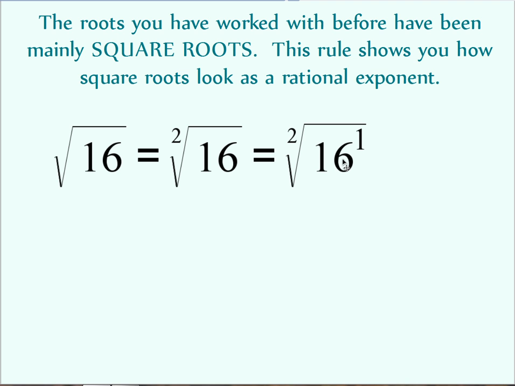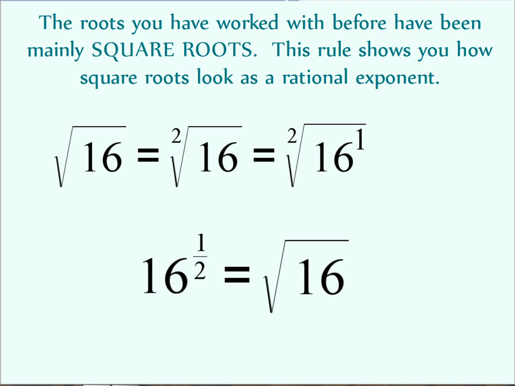I'm going to put the first power on 16. So I'm going to say 16 to the first power, since that's the same as just saying 16. If I change this into my rational exponent look, this is 16 to the 1/2 power. I bet you didn't know that square roots and 1/2 power are exactly the same thing. They both equal 4.